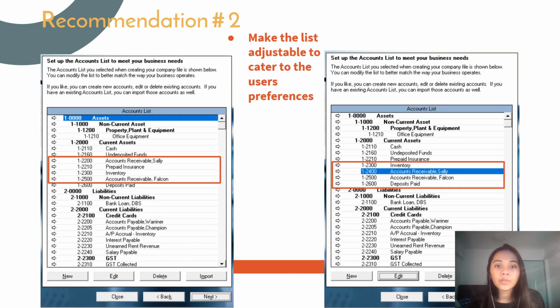Alternatively, they can make the account list adjustable such that the users can track the accounts within its category according to their preferred order. For example, in the first photo, the two accounts receivable, Sally and Falcon, are separated. However, the user may want to put the two accounts receivable together to make the list more organized. So with more flexibility, the user can arrange the accounts according to their preferred positions instead of having to change the account number like the photo on the right.